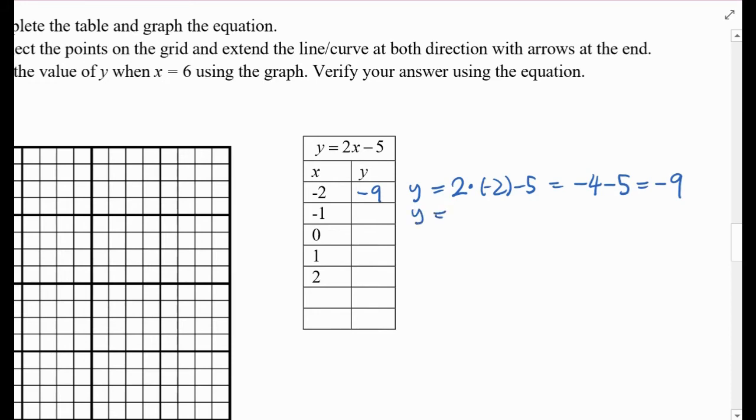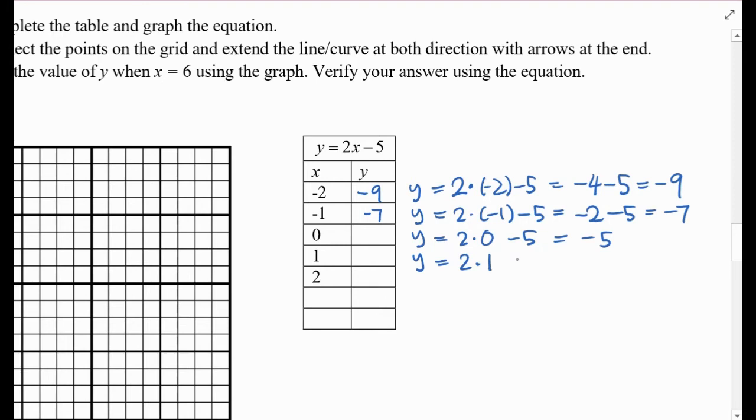And y equals 2 times negative 1 minus 5. So that is negative 2 minus 5, that's negative 7. So y equals 2 times 0 minus 5. That's negative 5. So y equals 2 times 1 minus 5. That's 2 minus 5, that's negative 3. y equals 2 times 2 minus 5. That's 4 minus 5, which is negative 1.